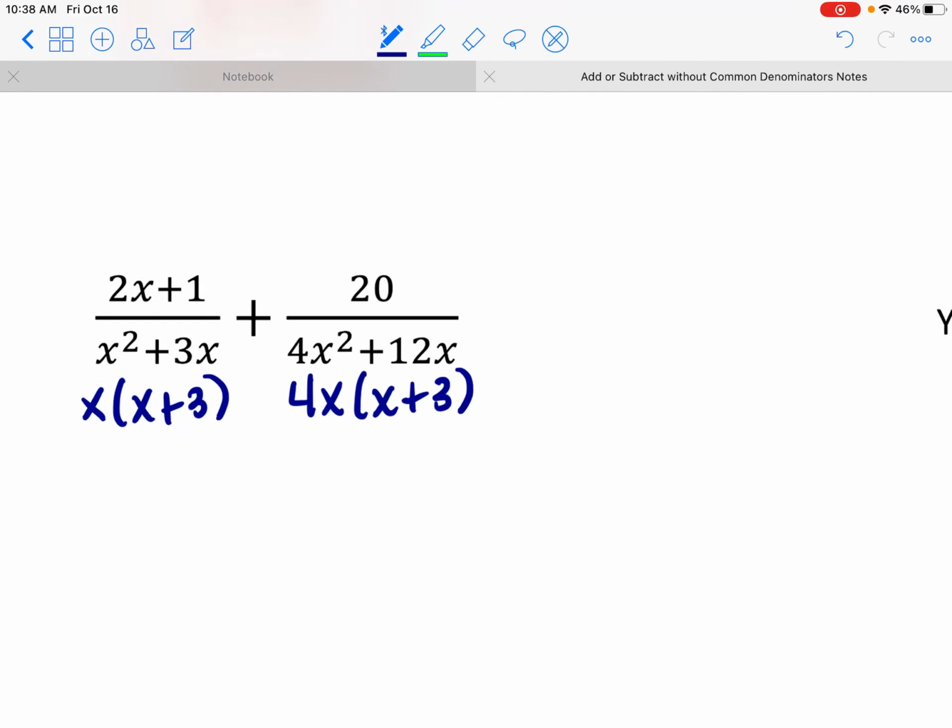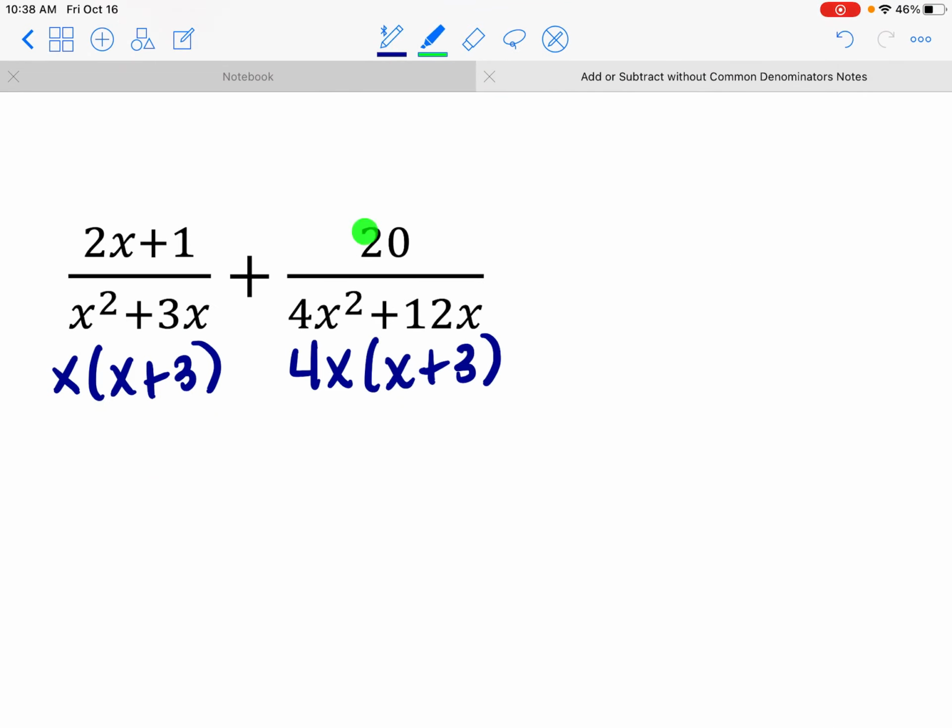Now, this is just like number 6 here. If you notice in this fraction, the 20, the 4, and the 12, those were all reducible. If I reduce the 20 and the 12, 4 goes in here once and it goes in here 5 times, then reducing gives me my common denominator, right? They both already have an x and an x plus 3. So if you recognize that, you can save yourself a little bit of work.